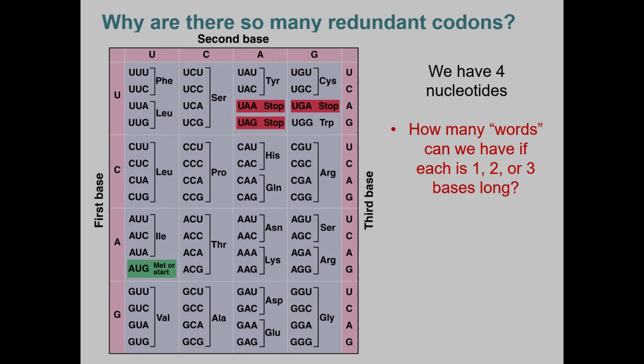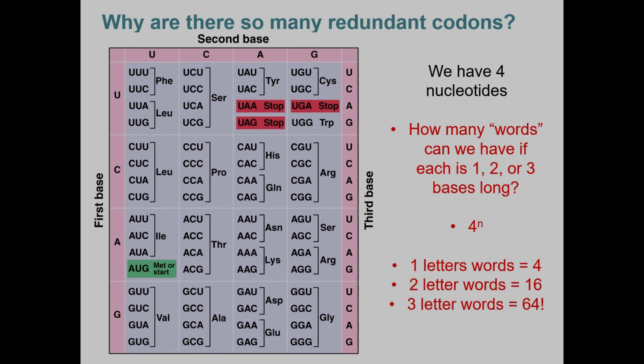We have a limited vocabulary and a limited number of letters. So we only have 4 options, right? A, T, C, or G. How many words could we make if each word was 1, 2, or 3 letters long? We can calculate the total number of words by using the equation 4 to the n, where n is the number of letters in a word. 4 to the 1 would be 4 words possible if each one has only 1 letter, 4 squared if 2-letter words are possible, and 4 cubed if 3-letter words are possible. So we can make 4, 16, or 64 words respectively.